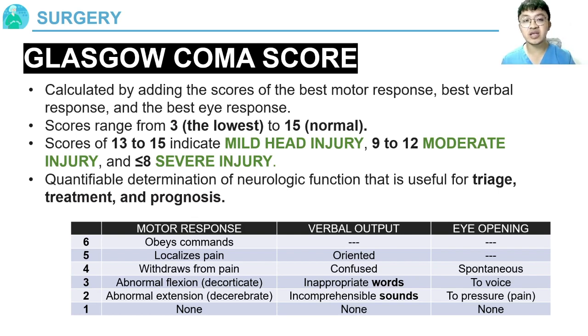For motor response, again, lowest score is 1, high score is 6. For 1, there's no motor response. 2, there's decerebrate or extensor posturing. 3 is decorticate or flexor posturing. 4, withdrawal from pain. 5, localizes pain.